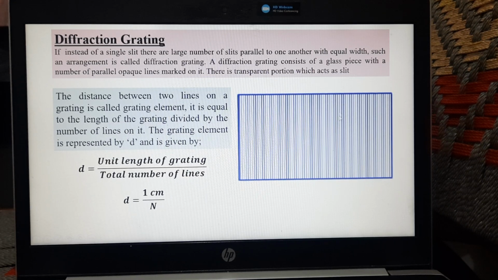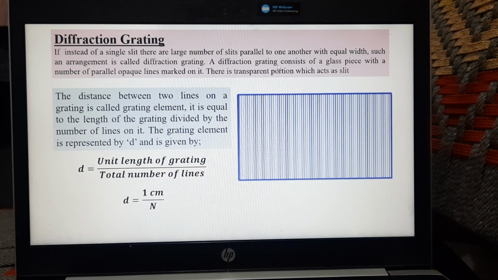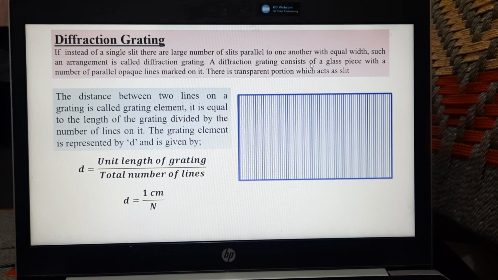So this structure is basically known as a diffraction grating. A diffraction grating consists of a glass piece with a number of parallel opaque lines marked on it. This is the transparent portion, which acts as a slit.